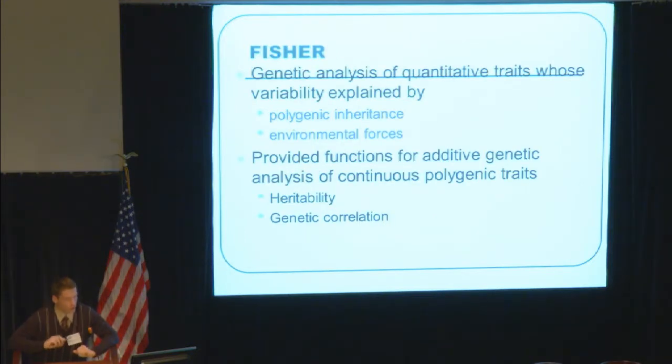FISHER is a genetic analysis of quantitative traits whose variability is explained by polygenic inheritance and environmental forces. So here we are talking about the standard inheritance model, standard twin-type modeling. And it provided functions for additive genetic analysis of continuous polygenic traits, primarily heritability and pleiotropy, otherwise known as genetic correlation.